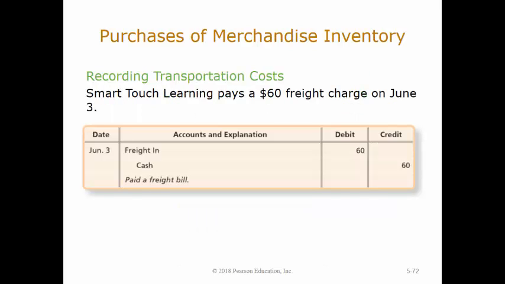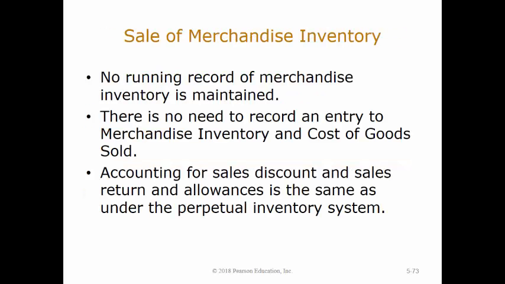Under the periodic inventory system, freight in is debited to a separate freight in account, an adjunct expense account, as opposed to debiting the merchandise inventory account. Recording sales of merchandise inventory is streamlined in the periodic inventory system. With no running record of merchandise inventory to maintain, there is no need to record an entry to merchandise inventory and cost of goods sold. Instead, a sale of inventory involves recording only the sales revenue portion.